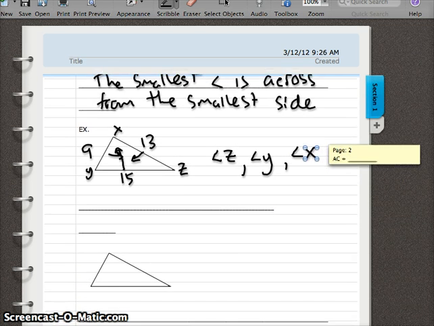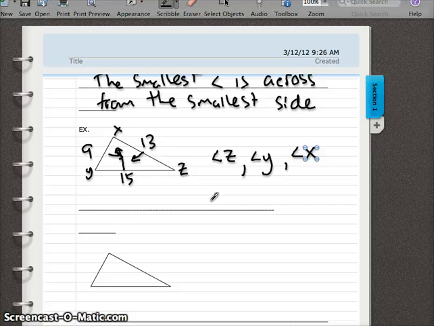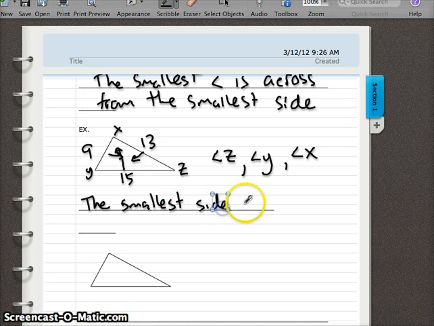Alright, so taking that concept, we could apply it in a slightly different way. We could go the opposite way. If we knew the angles, we could find the lengths of sides in order. So the smallest side is across from the smallest angle.